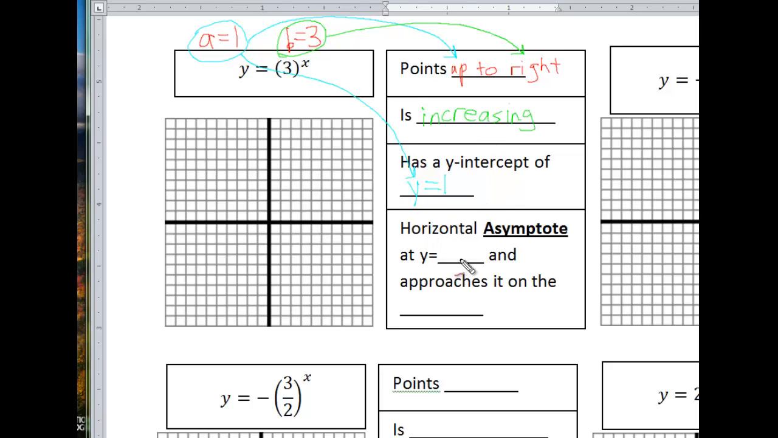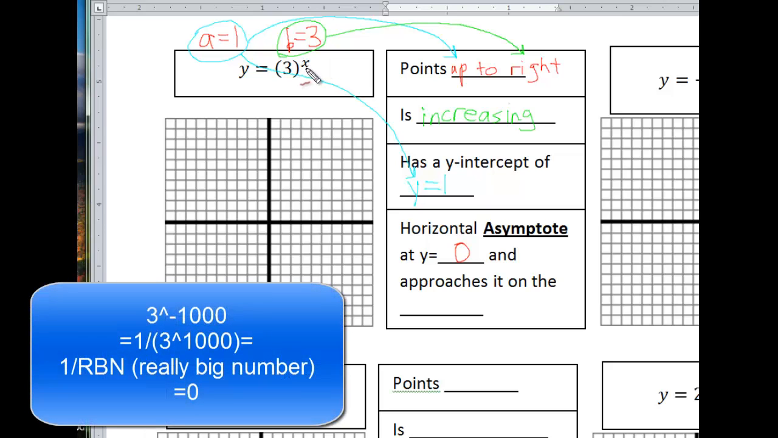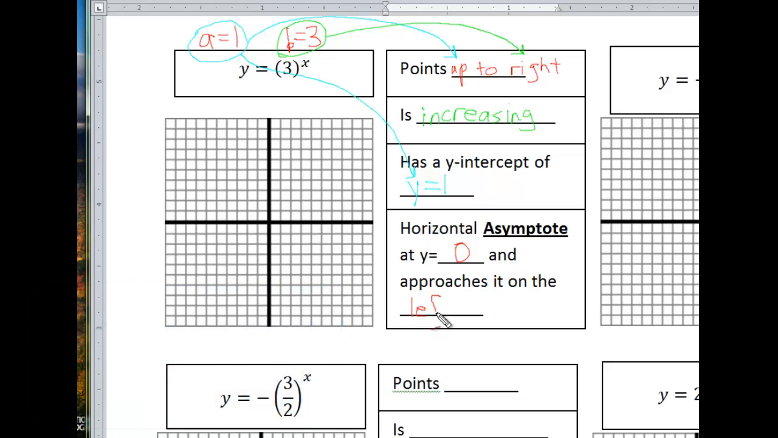The horizontal asymptote, well, I already said with these, it's always y equals 0. And why is it always y equals 0? Well, the idea is if x is a really big number, then this is big. But if x is a really big negative number, in this case, we get 3 to a really big negative number, which means 1 over a really big number, which is basically 0. So that's why this horizontal asymptote is y equals 0. And it approaches on the left. Well, it has to approach on the left because it goes up to the right. So it's going to approach the asymptote on the other side.